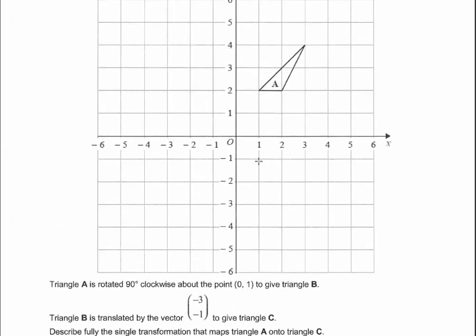32, transformations. Rotate it 90 degrees clockwise about the point (0, 1) to give triangle B. (0, 1) is there. That's where you're going to put the pen on your tracing paper when you turn it. Make sure you go clockwise.